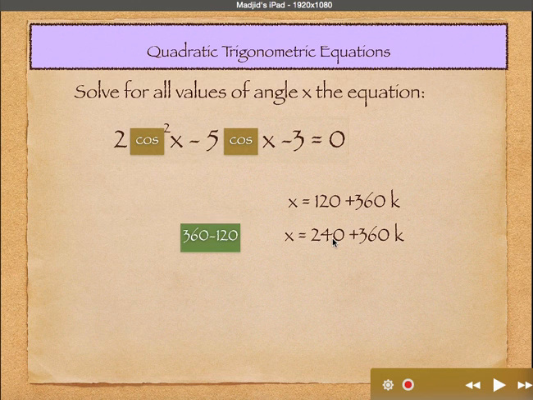How to get 240? This is the difference between the cosine equation and the sine equation. Use 360 minus the first angle, 120. You get your 240.